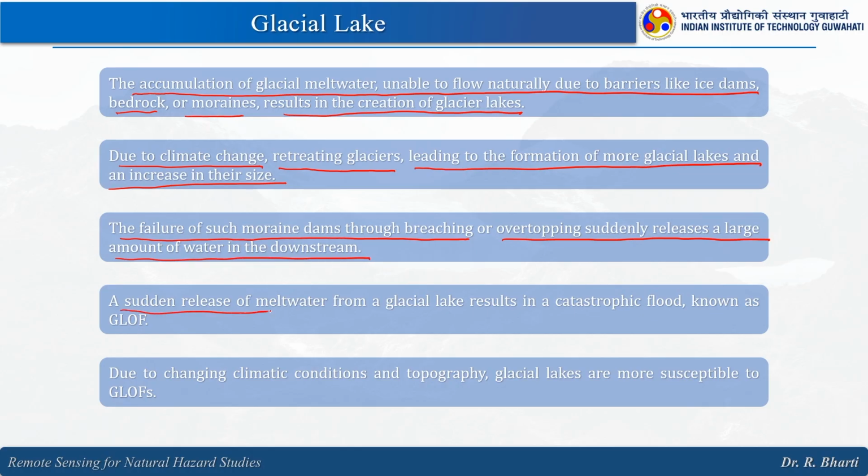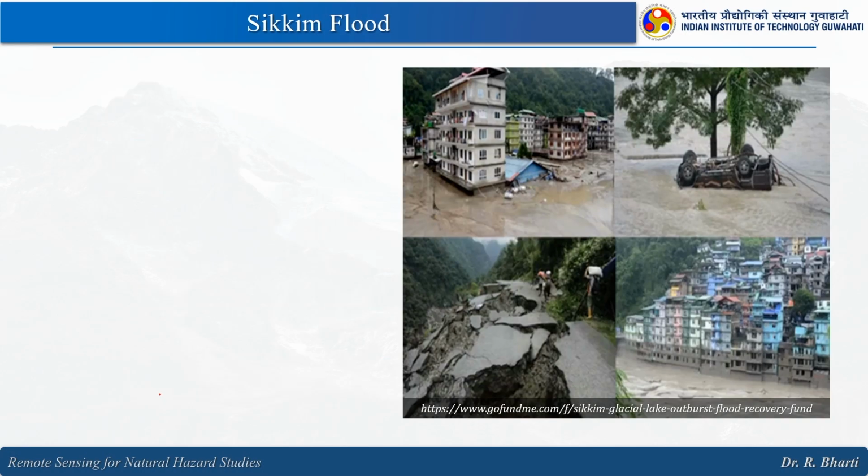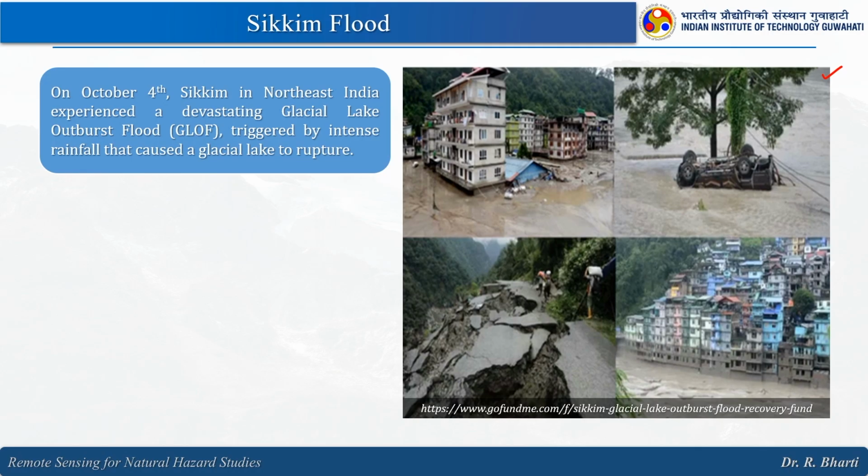A sudden release of meltwater from a glacial lake results in a catastrophic flood known as GLOF. Due to the changing climatic condition and topography, glacial lakes are more susceptible to GLOFs, right. So, here you can see this particular image is showing how devastating a particular lake failure can be, right.